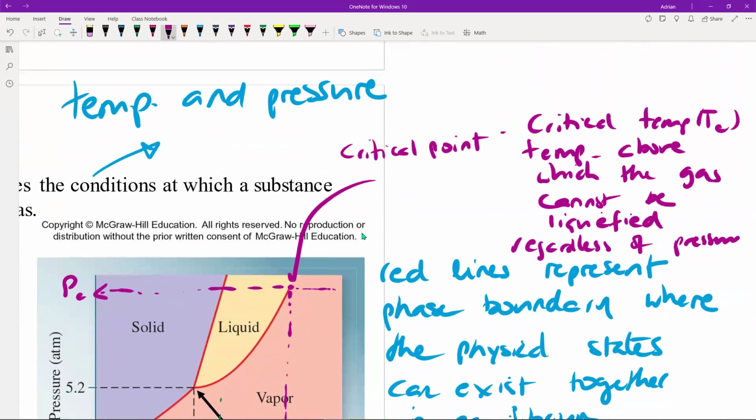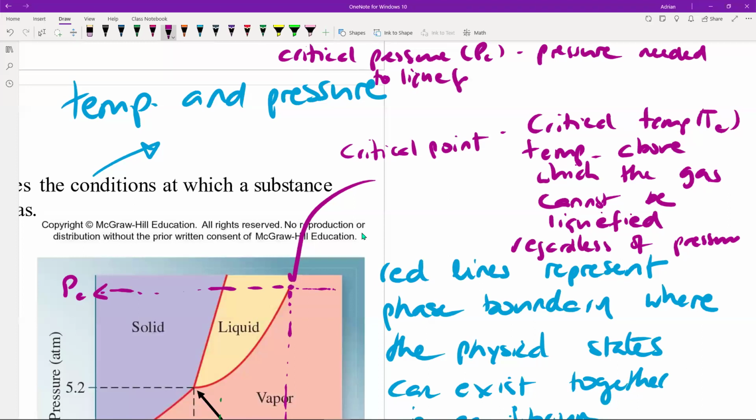The critical pressure is the pressure needed to liquefy vapor at the critical temperature, the minimum pressure needed to liquefy a substance at the critical temperature.